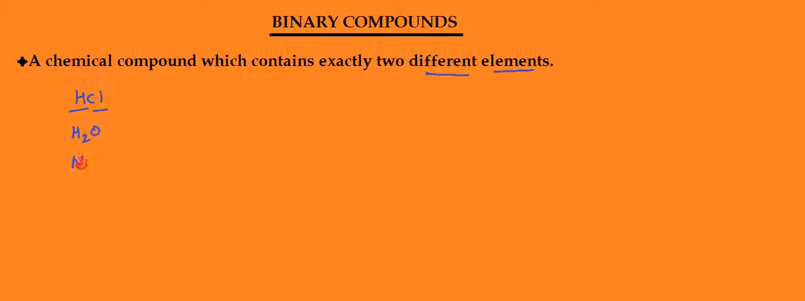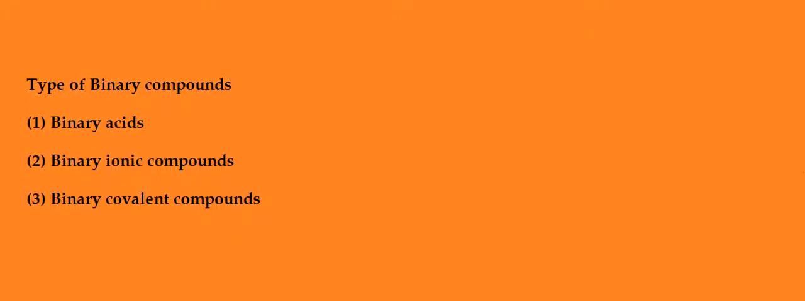And here also, like NaCl, Na, sodium, is one element and chlorine is a different element. Like here, if I put Fe2O3, this is also a binary compound in nature because Fe, iron, is one element and oxygen is a different element. But these binary compounds, on the basis of these different elements glued together, are divided into three categories. First, binary acids.